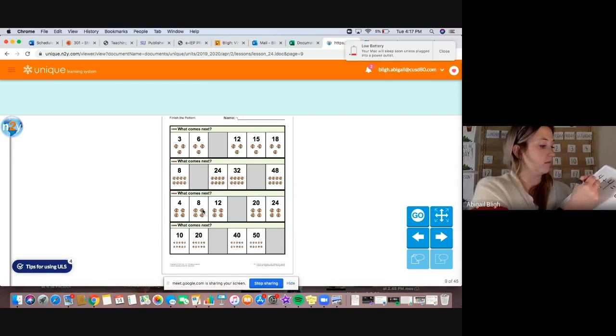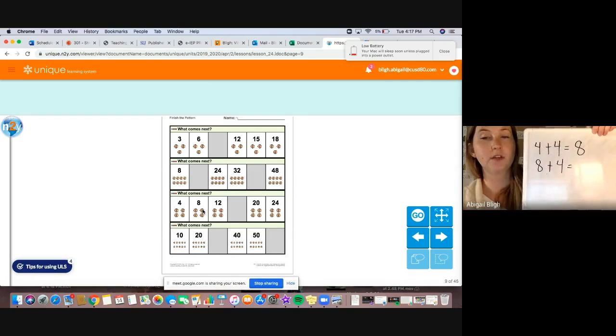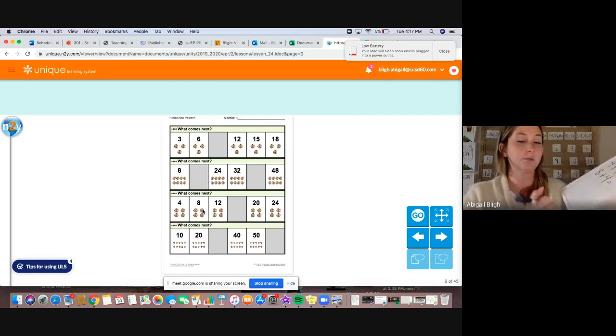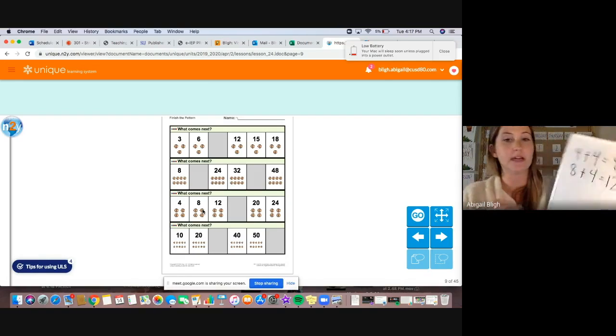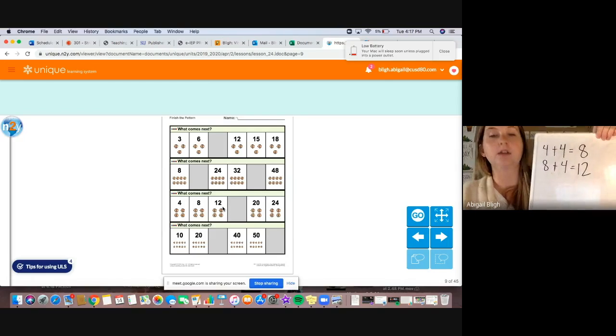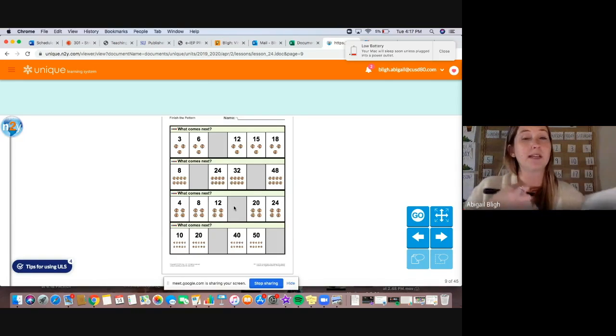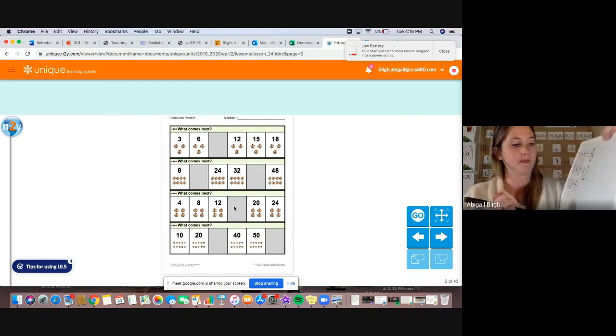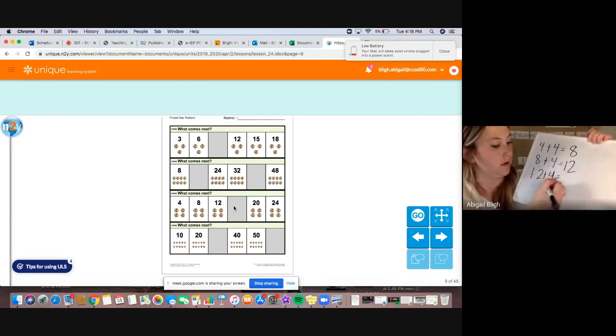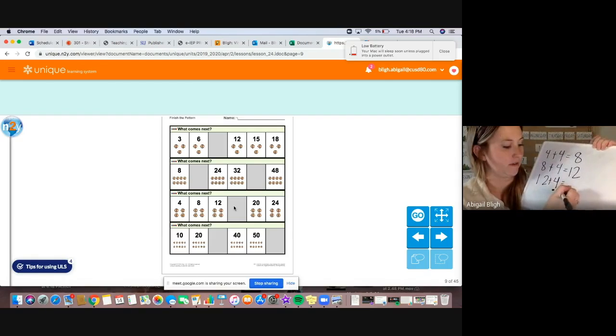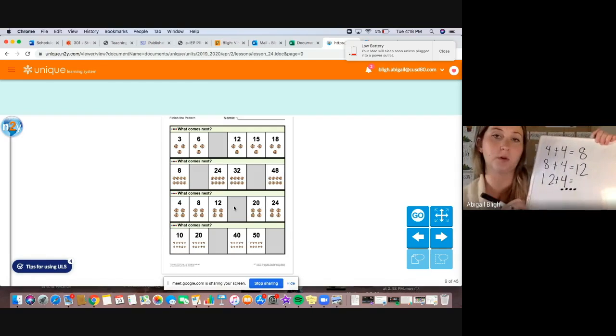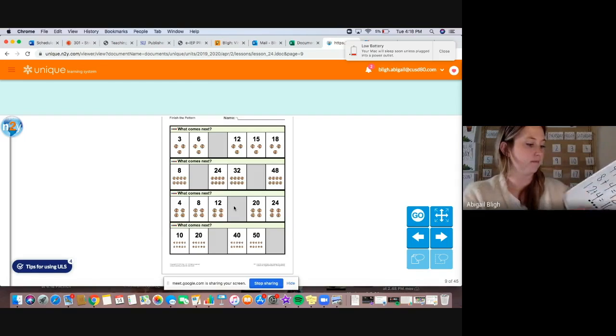Now we're adding 8 plus 4. Use your touch points, use your fingers. If I add 8 plus 4, I get 12. And is that what they have in their next box? Yes, it is. So now there's a blank space, so I have to fill it in. So I'm going to add 12 plus 4. I'm going to count up. 12, 13, 14, 15, 16. So 12 plus 4 is 16.